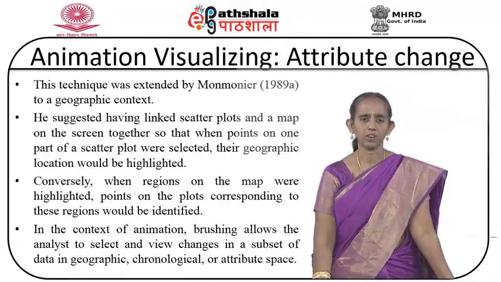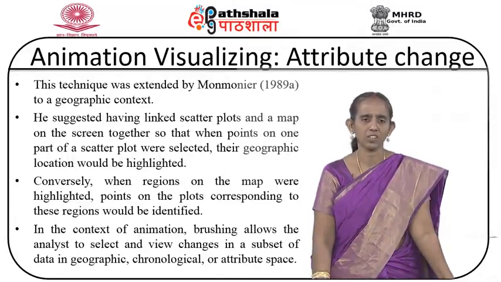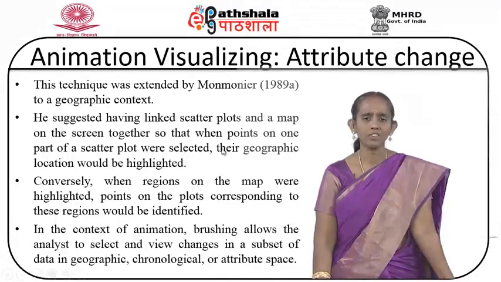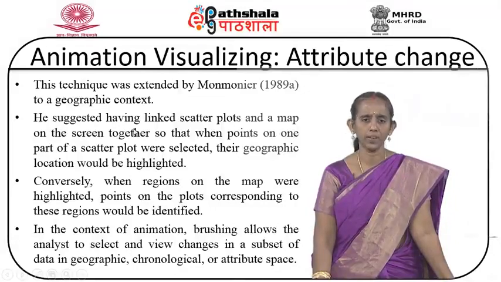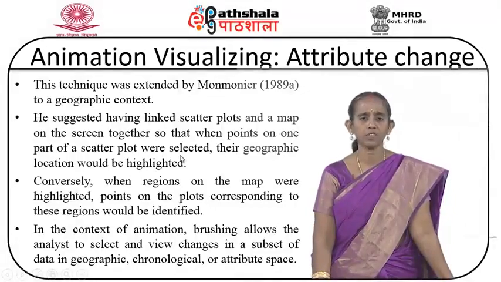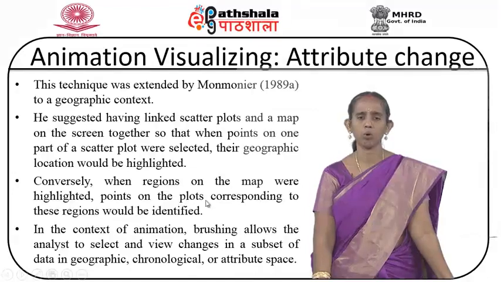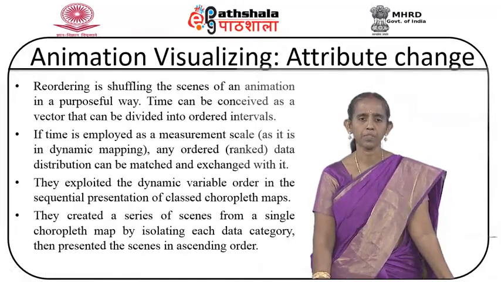This technique was extended by Monmonier in 1989 to a geographic context. He suggested having a linked scatter plot and a map on the screen together so that when points on one part of the scatter plot were selected, the geographic location would be highlighted. Conversely, when regions on the map are highlighted, points in the plots corresponding to those regions would be identified. In the context of animation, brushing allows the analyst to select and view changes in a subset of data in geographic, chronological, or attribute space.